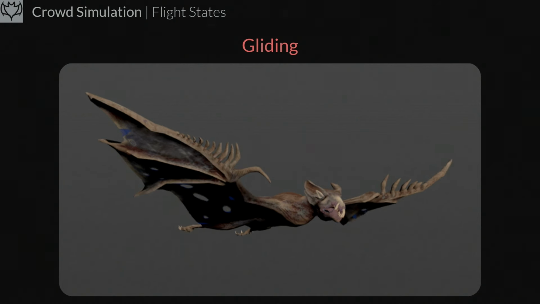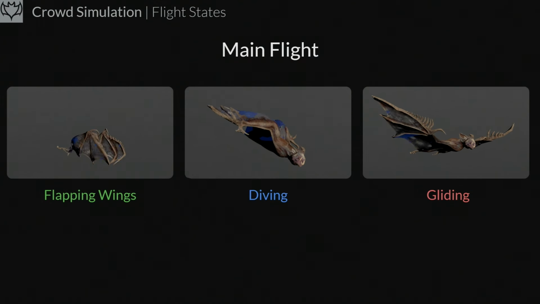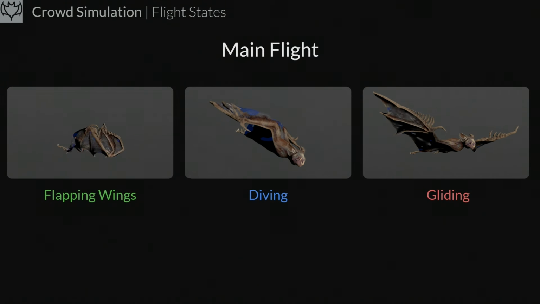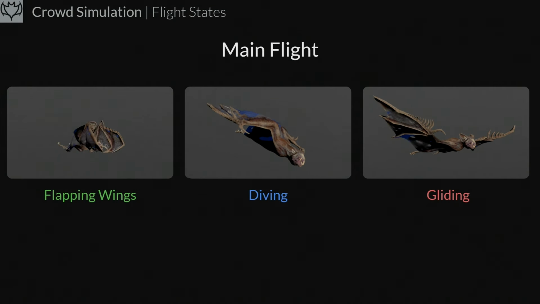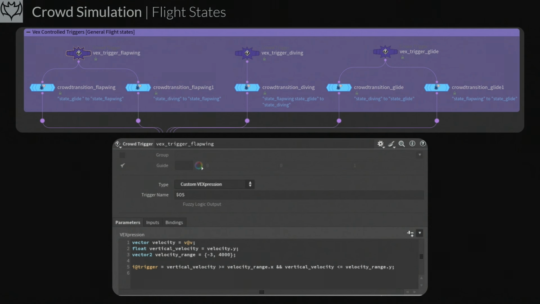at shallower angles. It's worth noting that these are just cosmetic states. The actual behavior does not change. We just use different states to control the animation, as for the most part, one state has one animation. To make this work, I used a crowd trigger setup, but I set it to use a Vexpression, in which I basically detect the vertical velocity of the agents, and then, depending on the range that we're in, I move to the specified state.